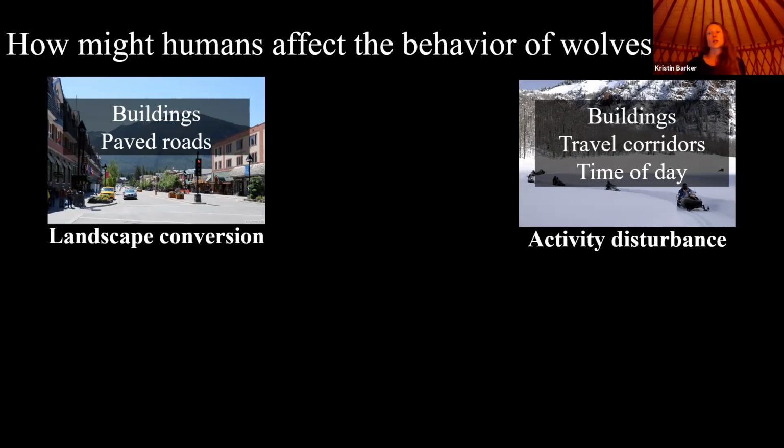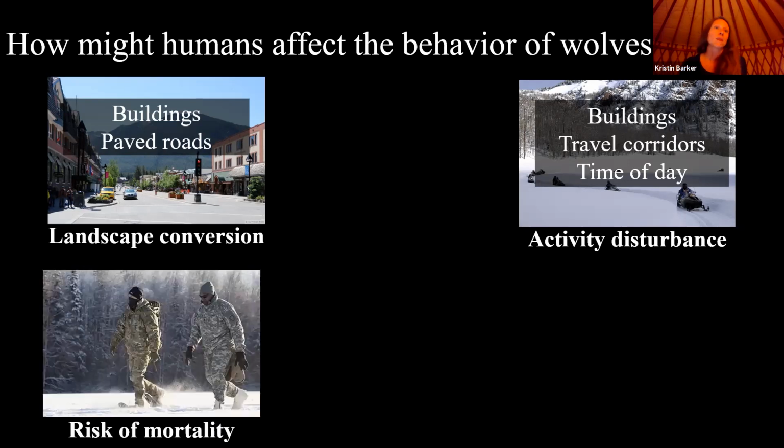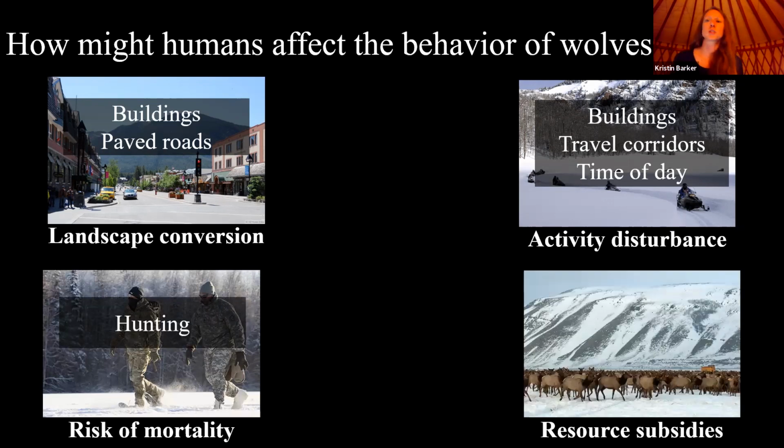Or maybe wolves aren't just disturbed by humans, maybe they actually perceive some type of risk from humans, a risk of mortality. If that's the case, we would expect the way wolves use the landscape to be influenced by whether or not humans hunt them. And then there's this alternative idea that a lot of times we see these big concentrations of deer and elk down around human areas, especially when humans provide them food.